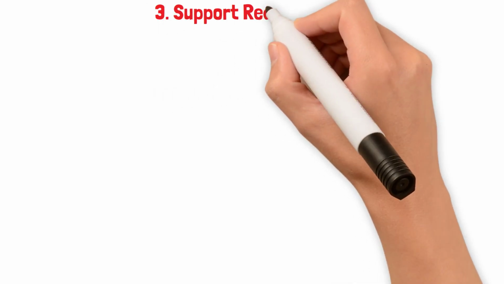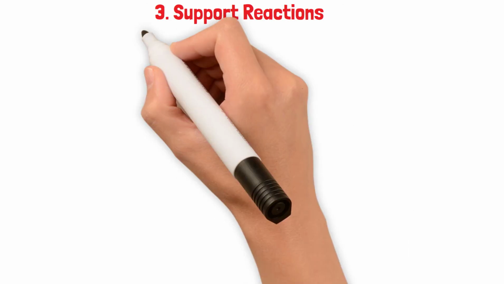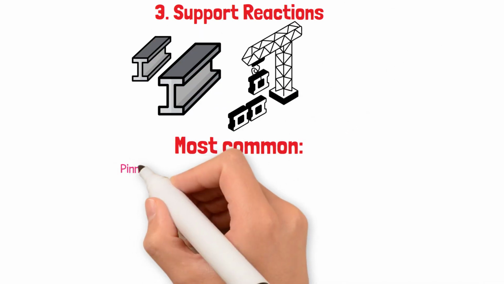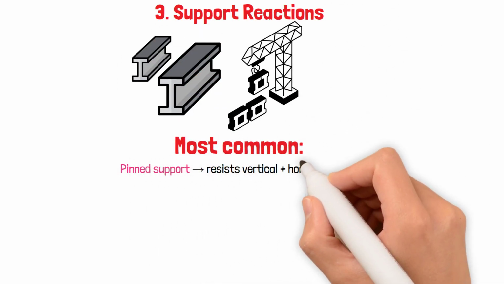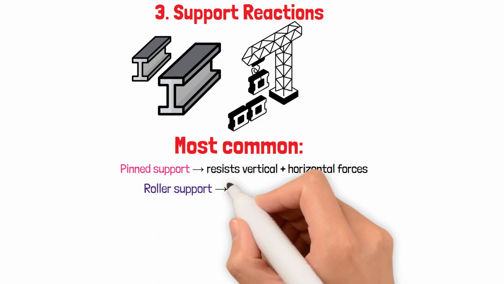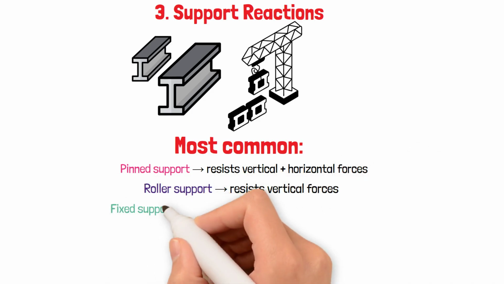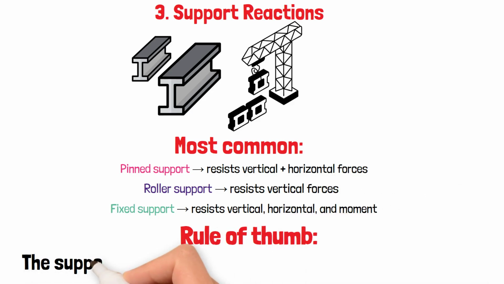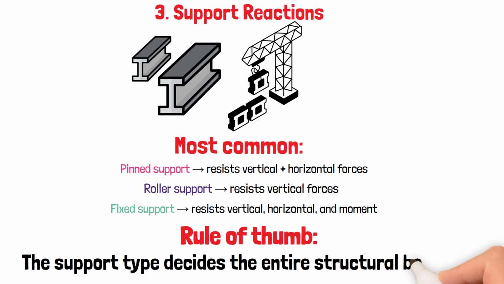3. Support reactions. Before analyzing forces inside a beam, you need to know how the beam is supported. Most common: pin support resists vertical plus horizontal forces. Roller support resists vertical forces. Fixed support resists vertical, horizontal, and moment. Rule of thumb, the support type decides the entire structural behavior.